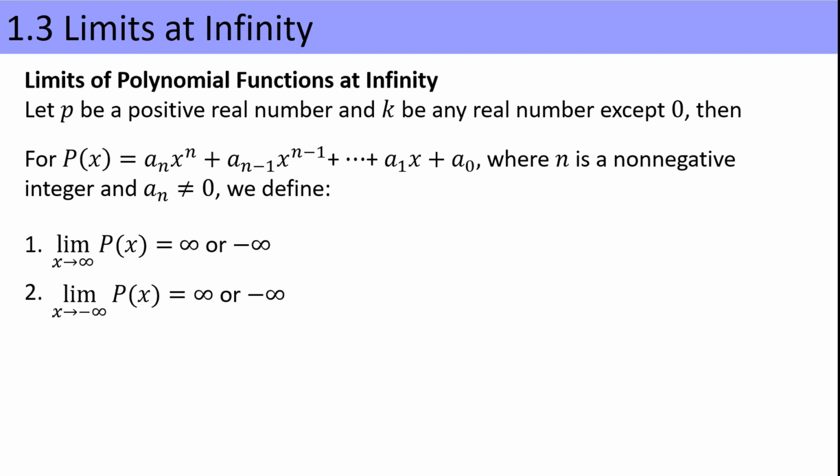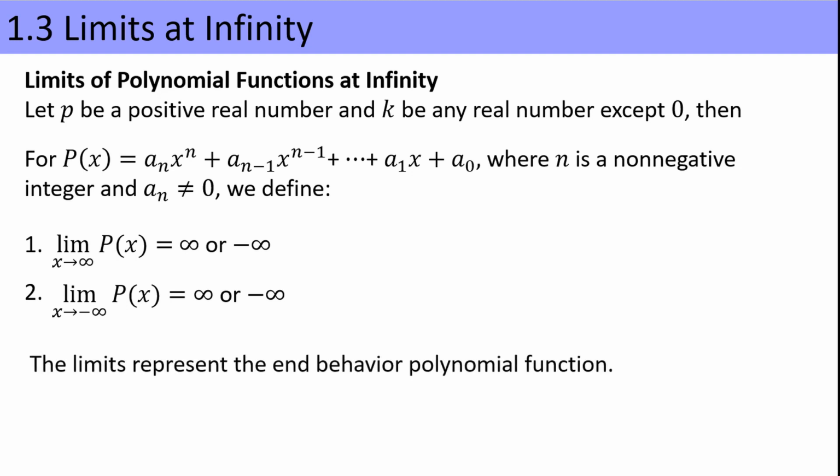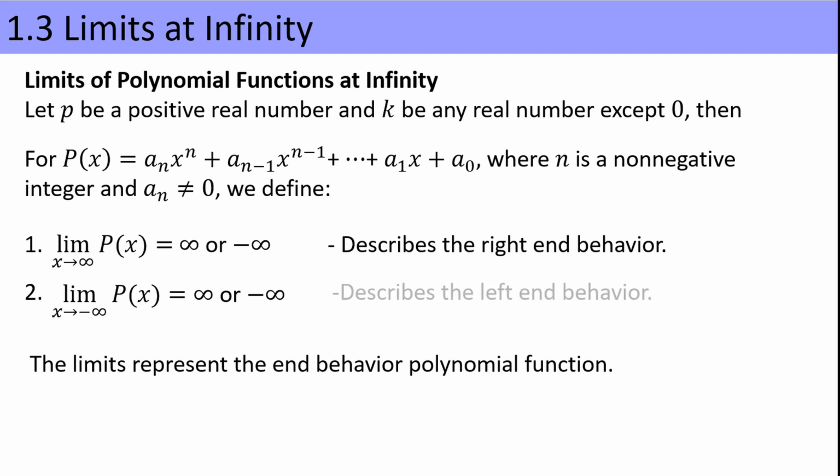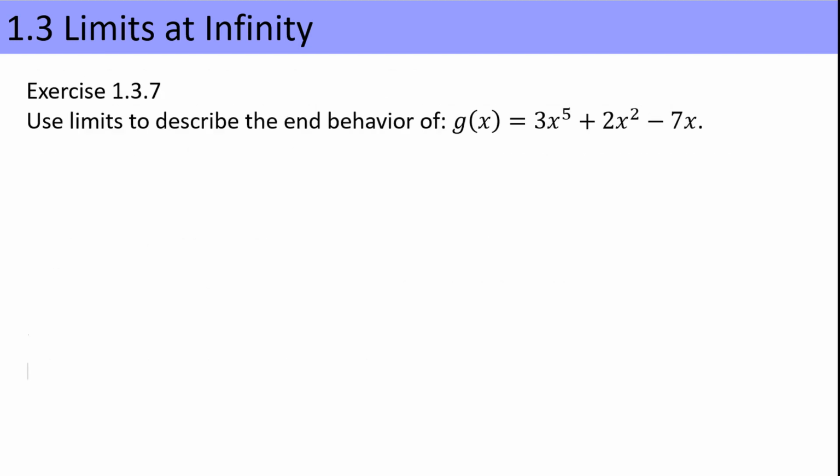The limit as x approaches negative infinity of p of x equals infinity or negative infinity. The limits represent the end behavior of polynomial functions. And so, for the first one, this describes the right end behavior, since x is approaching positive infinity, and for the second one, this describes the left end behavior, since x is approaching negative infinity.